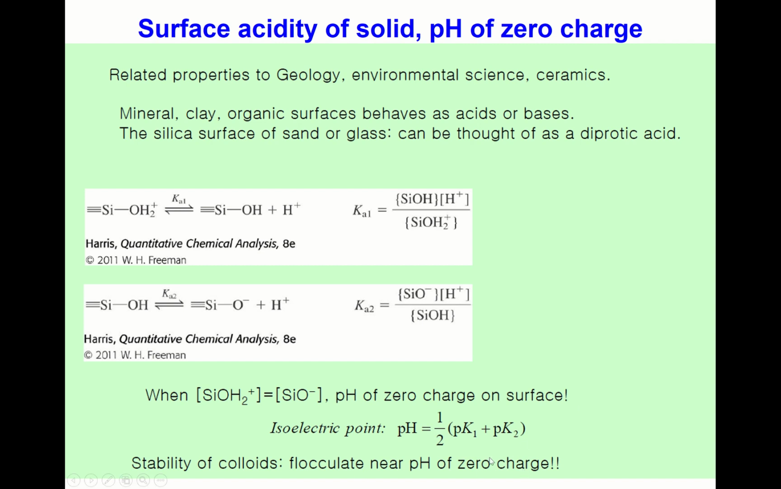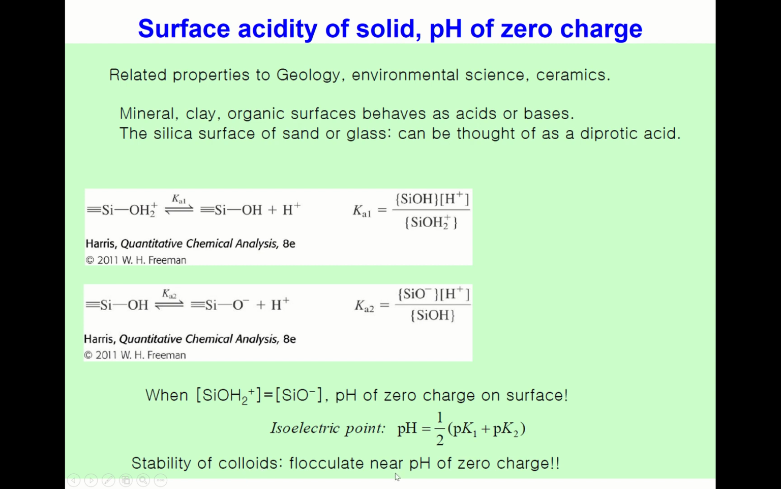So we apply the concept of isoelectric point. At the isoelectric point, the concentration of the positively charged species and the negatively charged species is the same. And then the solution pH is given by just a simple equation: pH is 1/2 of pK1 plus pK2. So it leads us naturally to the colloids.